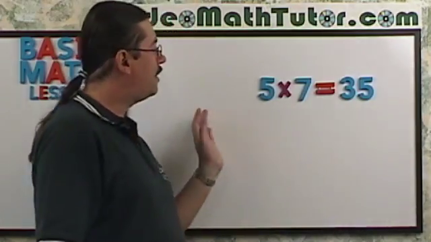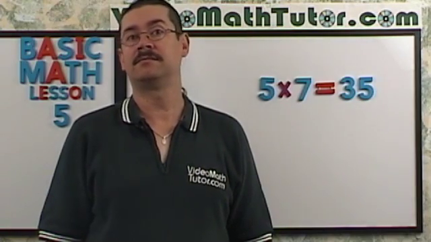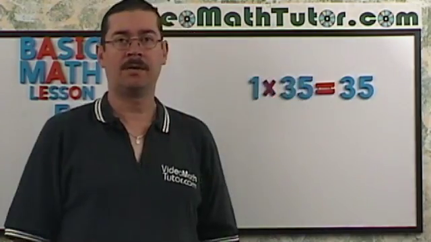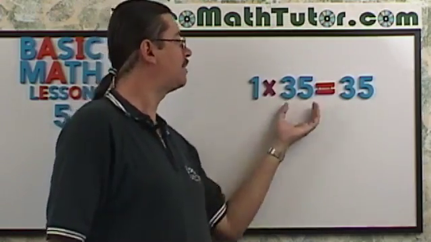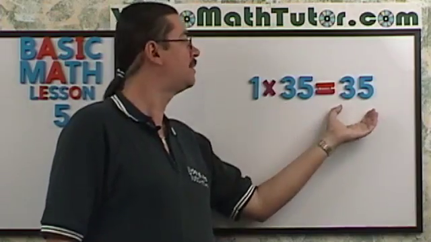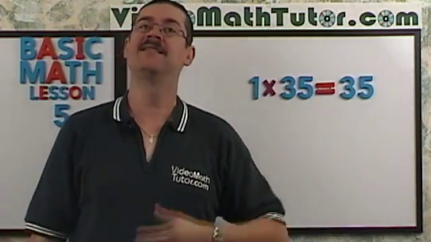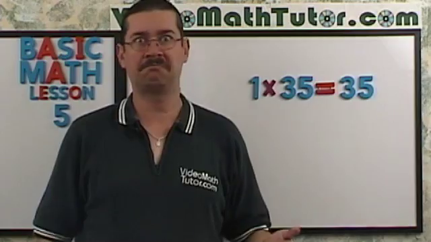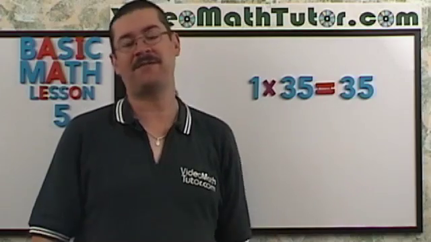Now, are these the only factors of 35? Well, no. Let's see that. We can also say that 1 is a factor of 35 because 1 times a companion factor, 35, is 35. By the same token, again, I can switch these around and say 35 is a factor of itself because 35 times 1 is 35.